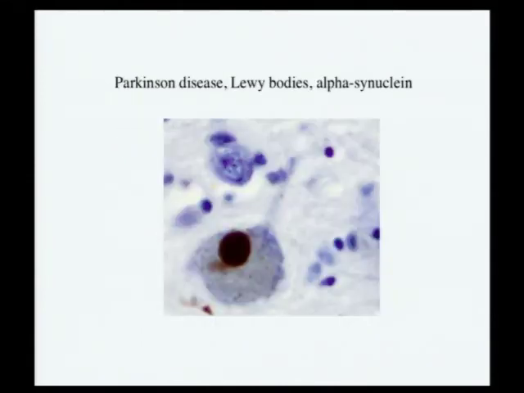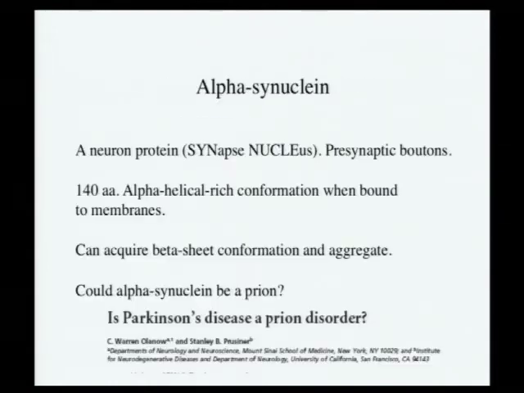Now, the characteristic of Parkinson's disease is those inclusions in neurons, which are called Lewy bodies. A Lewy body is made of an aggregate of insoluble proteins, several of them, but the major protein in Lewy bodies is alpha-synuclein. Alpha-synuclein is both a synaptic and a nuclear protein, hence the name synuclein. It is alpha-helix rich when bound to membrane, but it can acquire a beta-sheet conformation and then aggregate into fibrils.